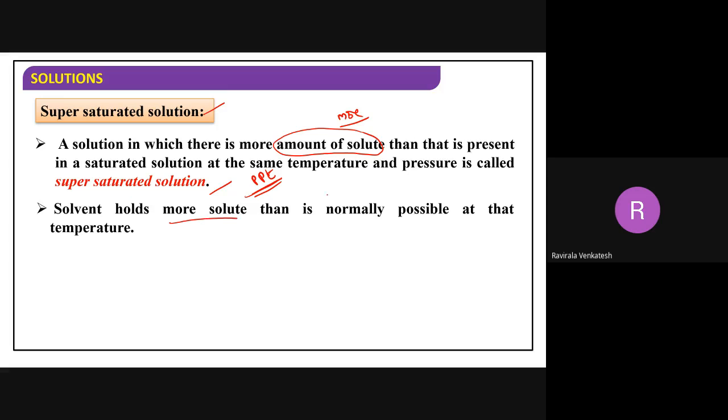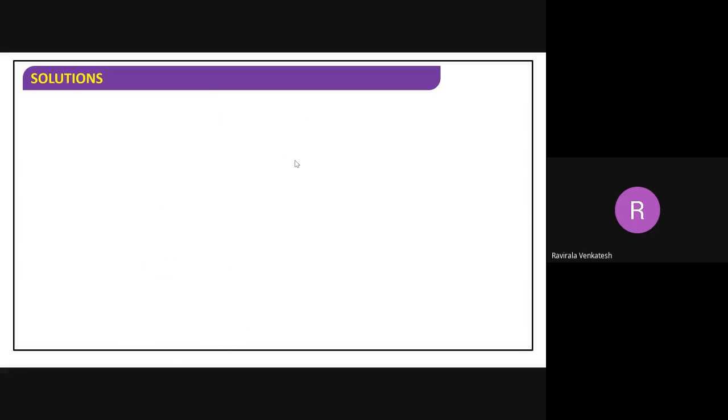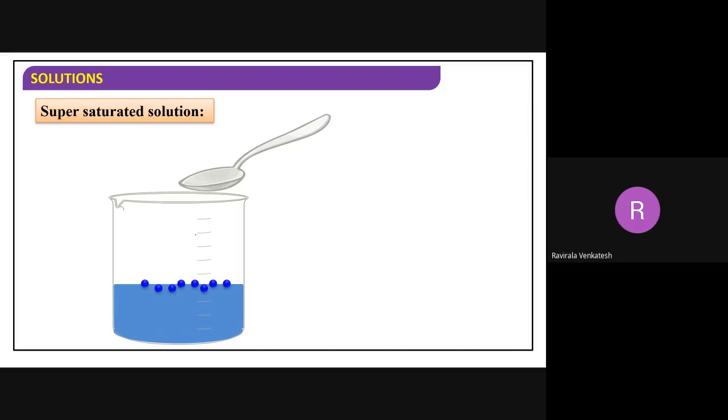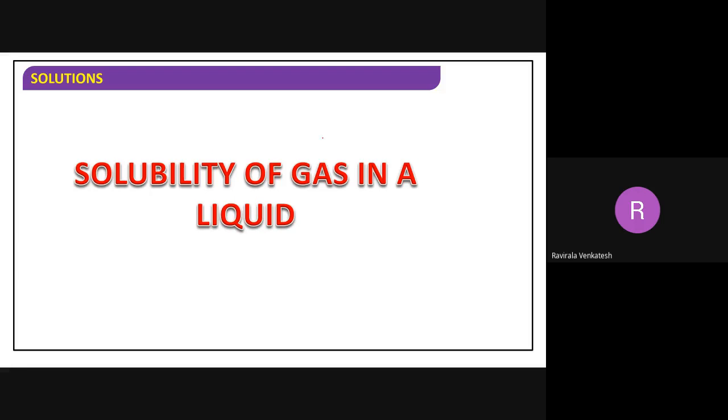The solvent holds more amount of solute. That is the reason you are getting that precipitation. Like if you observe this diagram, when you add like this, you are getting a precipitation. That means further amount of solute is not dissolving. This is already a saturated solution. What type of solution is this, beta? Saturated solution. Now if you add solute to this one, this solute is not dissolving at all, giving a precipitation, something like this. So these are called supersaturated solutions.